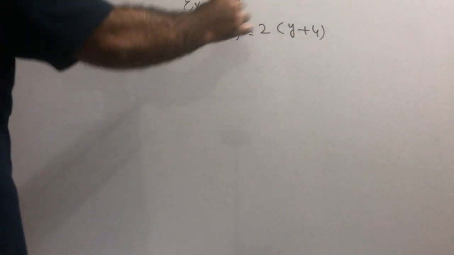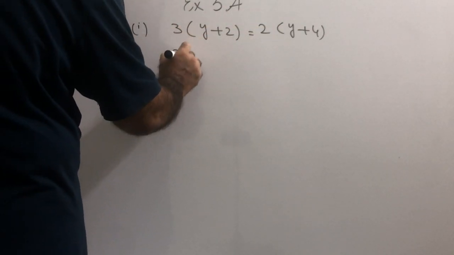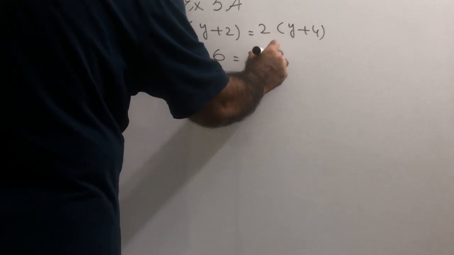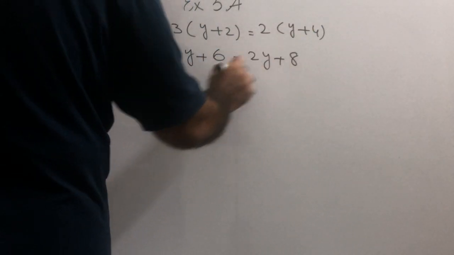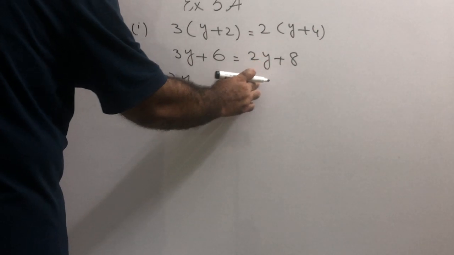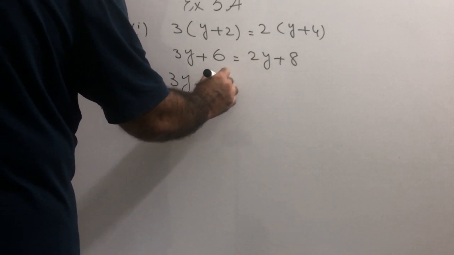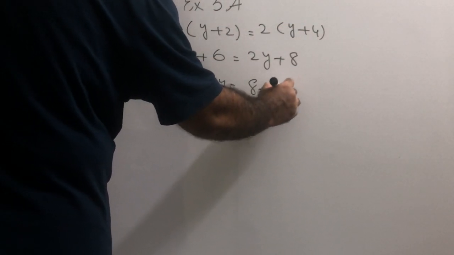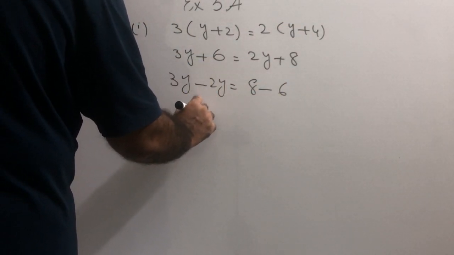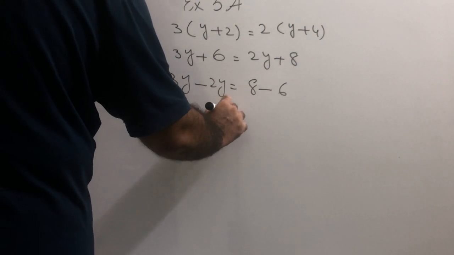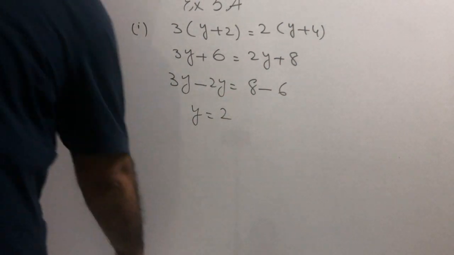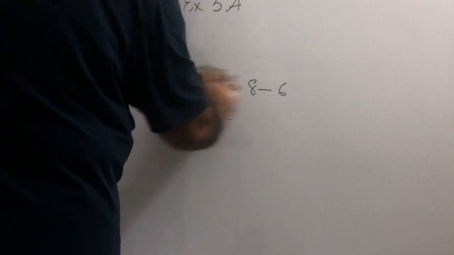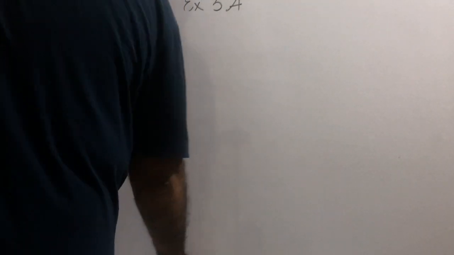We'll just open both the brackets, both sides. 3 into y becomes 3y plus 3 into 2, 6. 2 into y is 2y. 2 into 4 is 8. Now we have 3y. We'll bring 2y to this side, it becomes minus 2y. This side we have 8. We'll bring this 6 to this side, it becomes minus 6. 3y minus 2y is equal to y. 8 minus 6 is 2. So y is equal to 2. This is the answer for part I. It was very easy, very simple, and we did it easily.